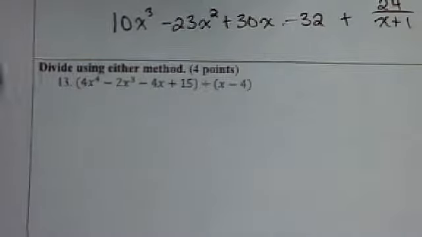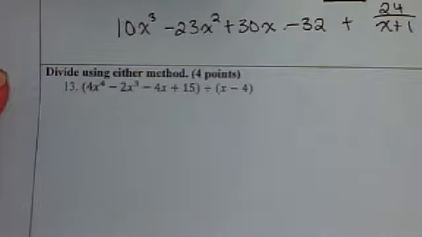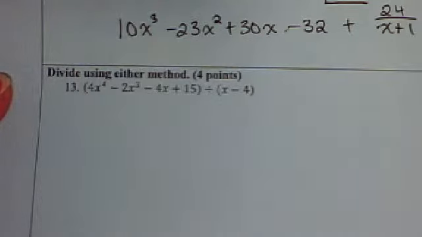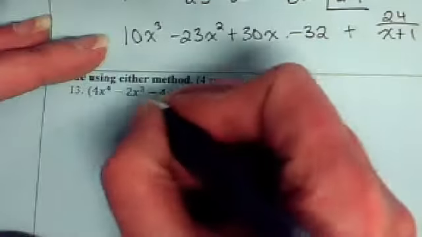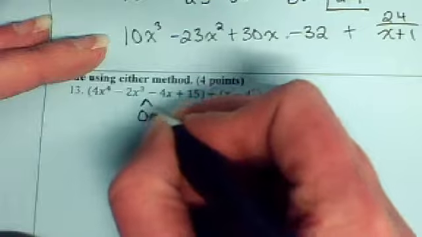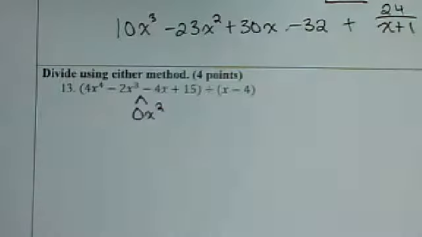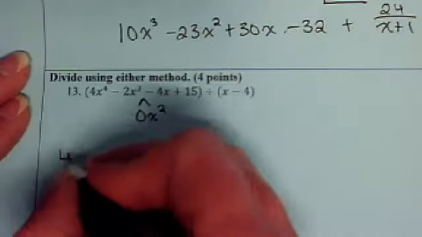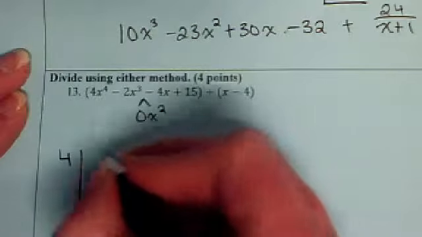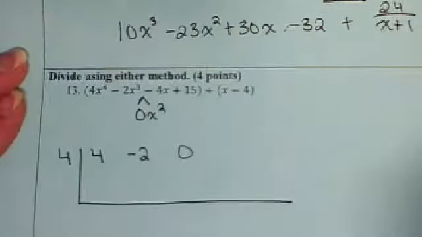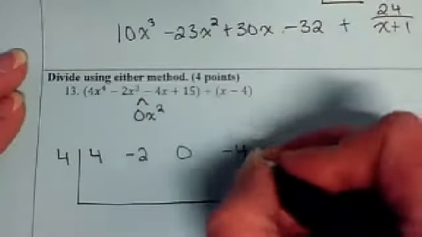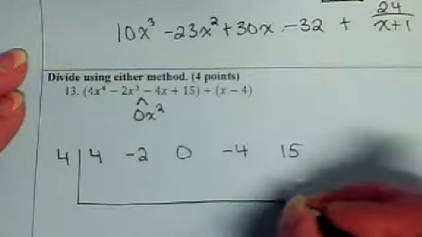Now, this one I can use either method. Synthetic is faster. You can use either one, but either way you do it, notice it's missing an x squared. So whichever technique you do, like I'm going to do synthetic, you're missing an x squared. If you don't put that 0 there, you won't get the right answer.